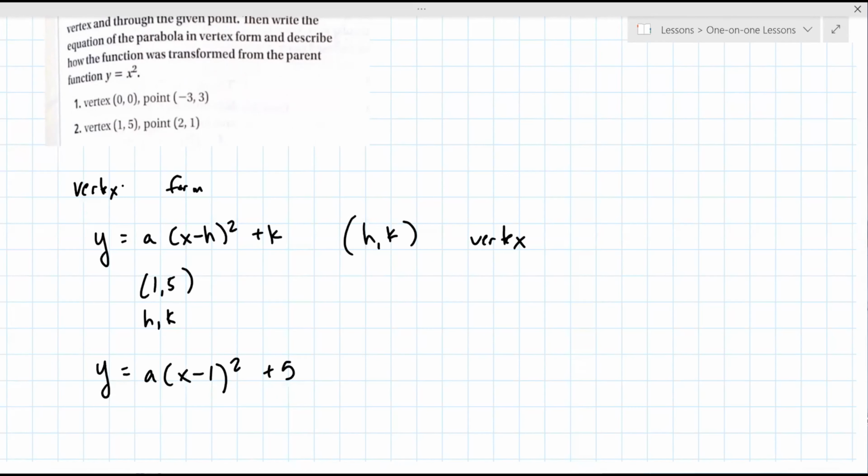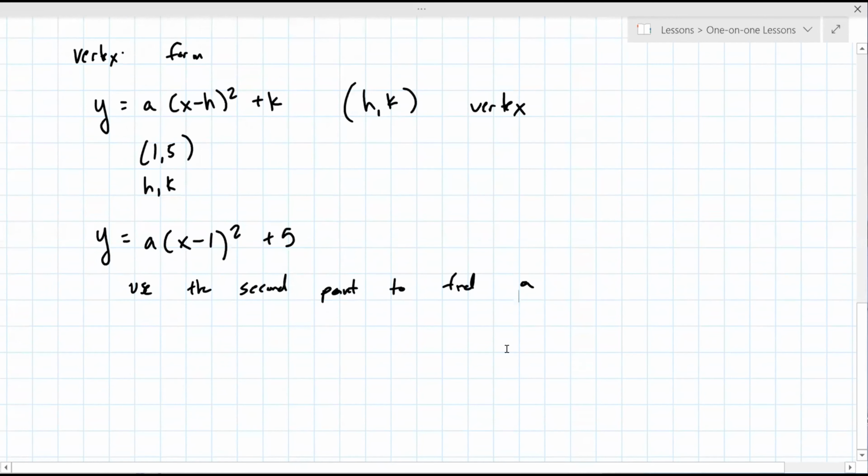Is that clear up until that point? Yeah. Okay, great. So we will find a by using the other point. Now keep in mind that you could have done all of this for number 1. You just would have made h and k 0, so it would have reduced to the other form.